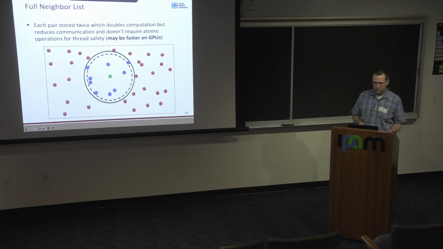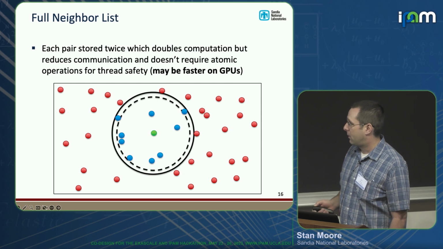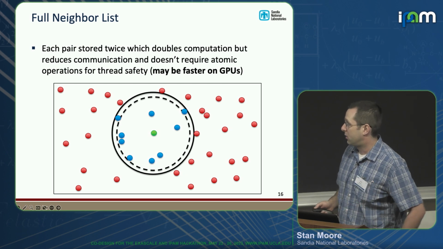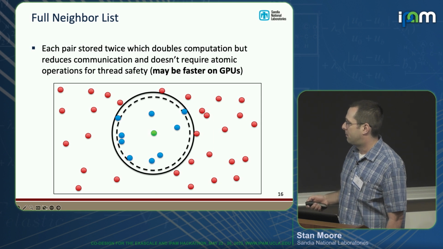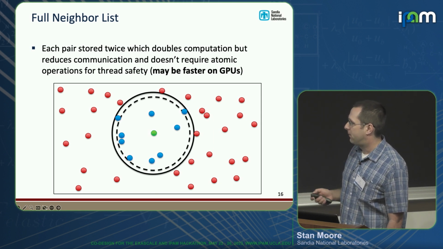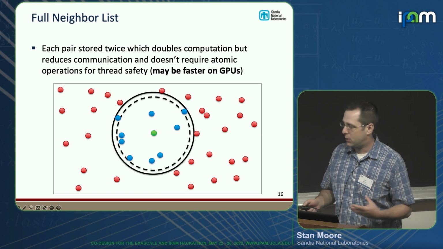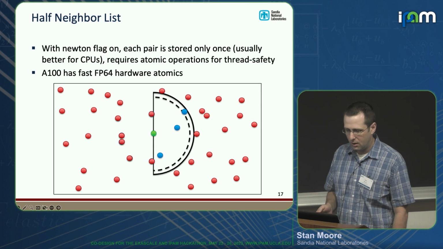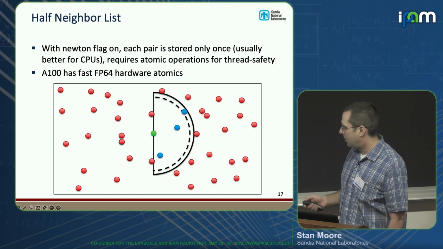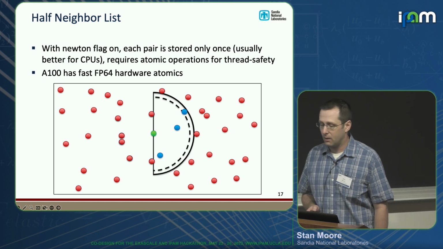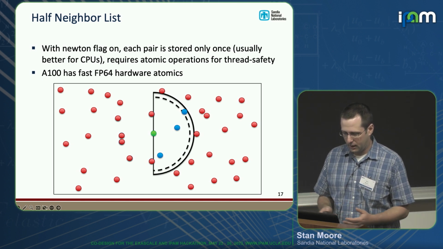Okay, so what else? In LAMMPS, there are a full neighbor list and a half neighbor list. So for a full neighbor list, each pair is stored twice. For a simple pairwise potential like Lennard-Jones, we can actually use a half neighbor list and only store each pair once. Typically, the full neighbor list is faster on GPUs because it doesn't require atomics, but we have to do twice as many operations to build the neighbor list. So if you use a half neighbor list, it requires atomics, but the A100 GPU has fast hardware atomics for double precision, and so it's really not an issue.